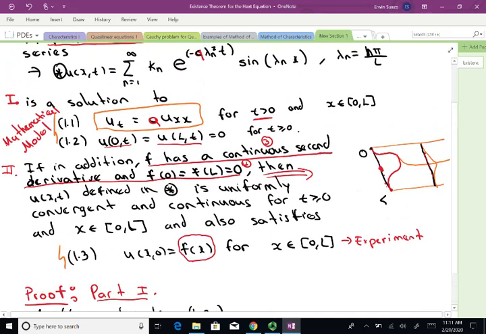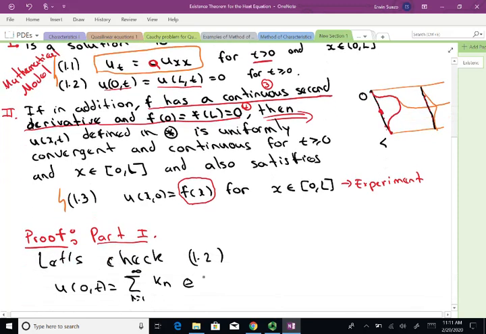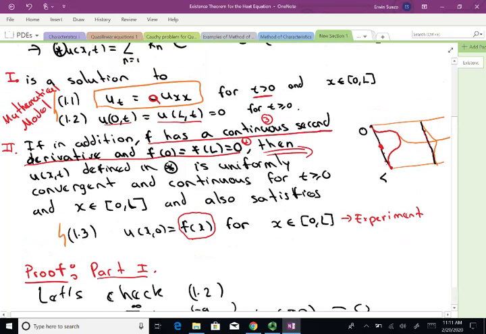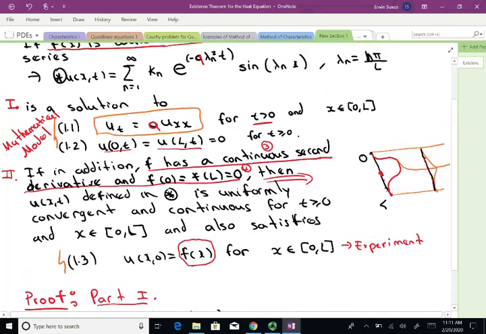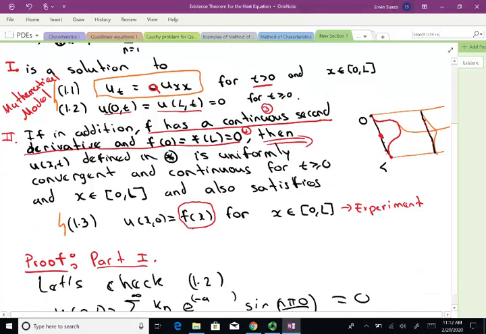So k_n times e to the minus lambda_n squared t, but then sine of n pi times 0 over L. So of course this gives you 0, right? Because sine of 0 is going to be 0.